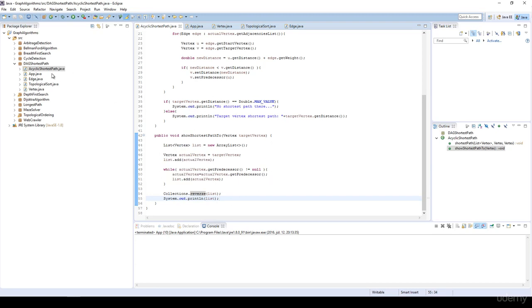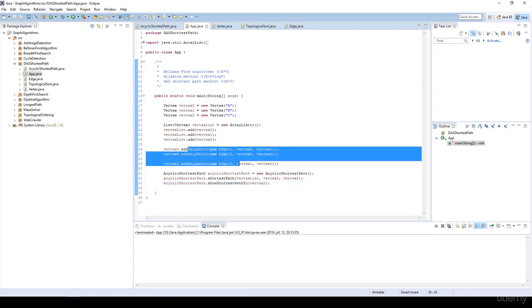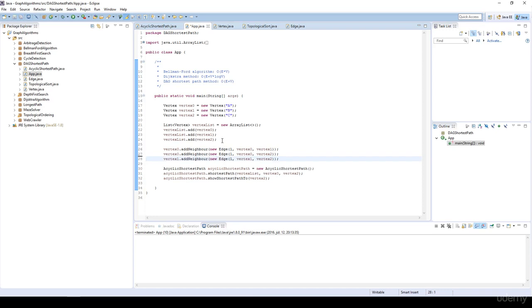So let's suppose that we have an acyclic graph. Basically, I have constructed an acyclic graph. In this situation, we have an edge from A to B, another edge from A to C, and a third edge from B to C. This is the typical case we have been considering for Dijkstra and for Bellman-Ford algorithm. It is a directed acyclic graph, so we are able to run the DAG shortest path method.